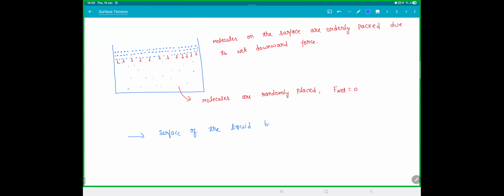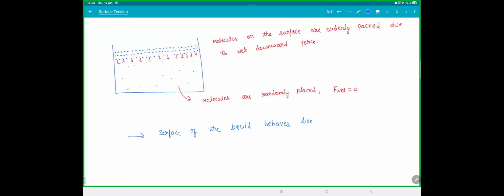Surface of the liquid behaves like a stretched membrane. Yeah, surface tension can hurt you. Why can't it hurt you? So try this thing. Next time, go to the swimming pool, take your hand and try to beat the water surface with palm open and see what happens.